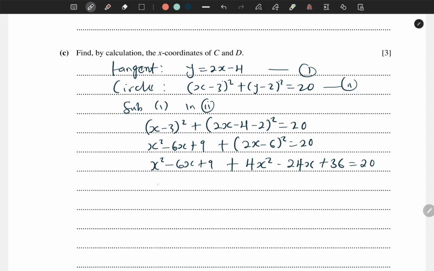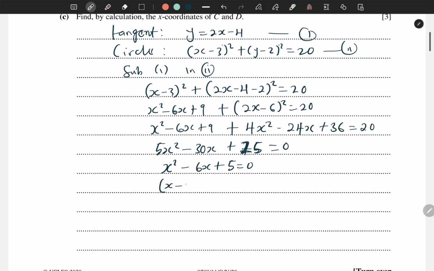And in simplest form, this will give us 5x squared minus 30x plus 25 equals 0. Okay, 9 plus 36 minus 20 will give us 25, and everything here is divisible by 5, which means the simplest form now will be x squared minus 6x plus 5 equals 0. And of course this can be factorized as (x minus 5)(x minus 1) equals 0. So x equals 5 or x equals 1.